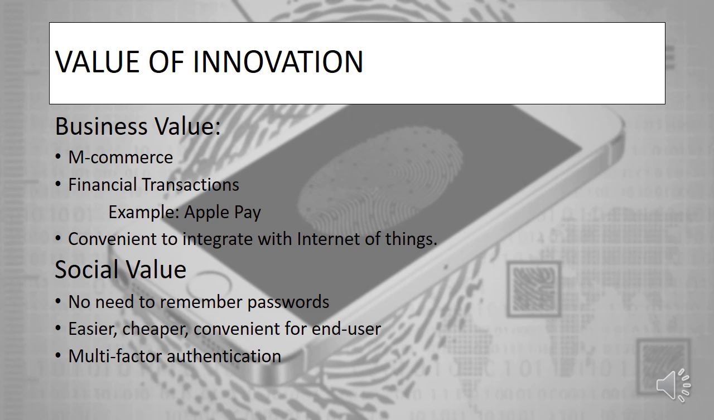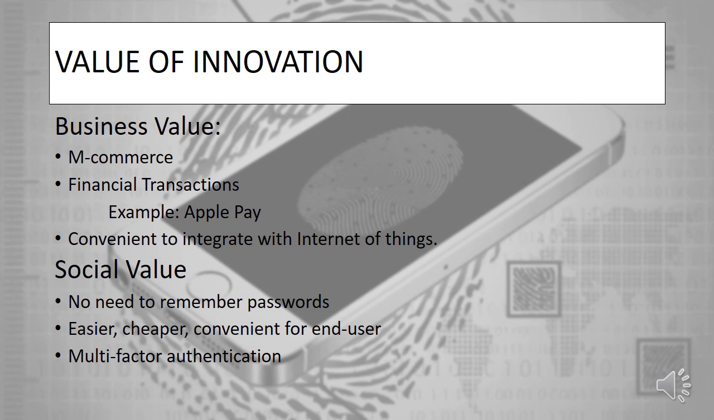The other value is financial transactions. It can be used as an alternative for online payment. For example, if you have forgotten your PIN number, you can access your phone through your fingerprint and you will be authenticated automatically. Take, for example, the latest Apple product, Apple Pay.